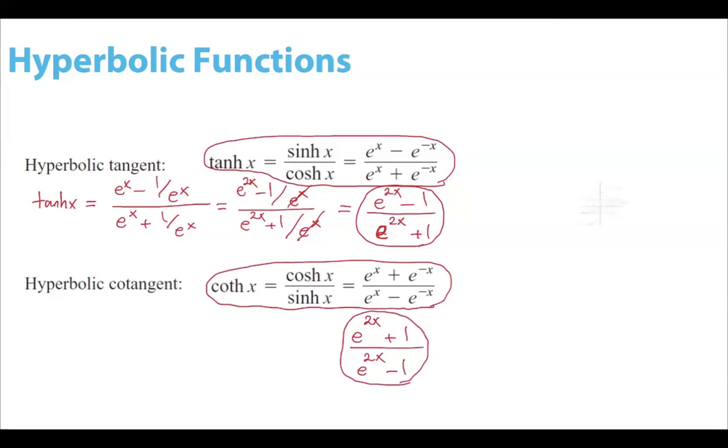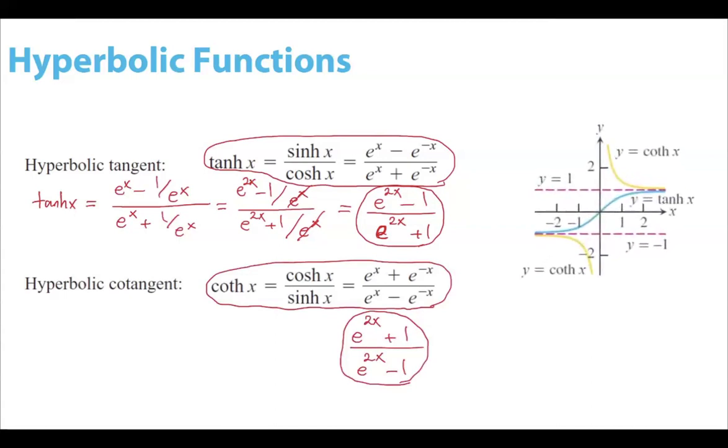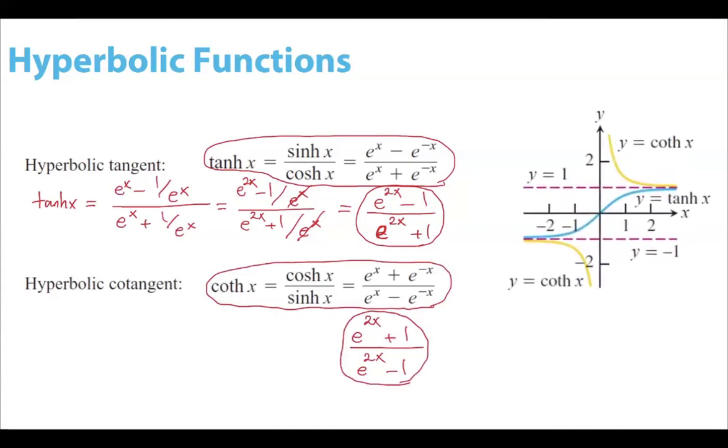Let's take a look at their graphs. The graph of hyperbolic tangent is very similar to inverse tangent that you saw before. And for hyperbolic cotangent, it is divided up into two pieces. So far we introduced 4 important hyperbolic functions. Now the question is, how do we find the rate of change of these functions? How do we measure the derivative?